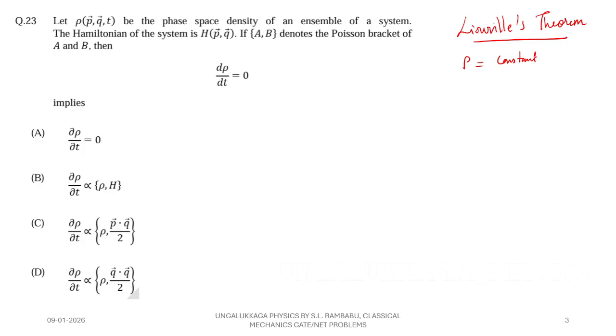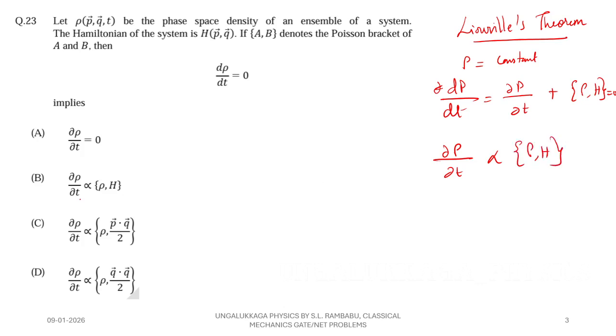So in the case of ensemble systems, once we write the Liouville theorem, the answer is straightforward. d rho by dt is equal to dou rho by dou t plus the Poisson bracket of rho comma H, which is equal to 0. From this, dou rho by dou t is directly proportional to the Poisson bracket of rho comma H. So this is a straightforward question, and option B is the correct answer.